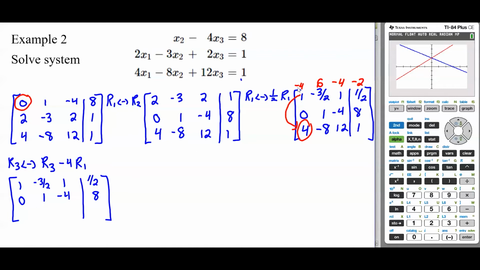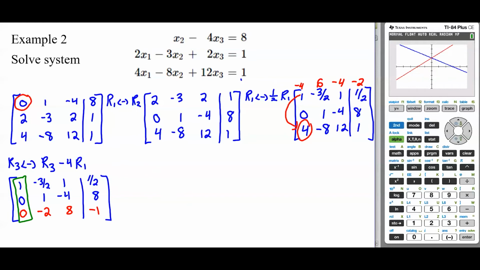So when I add these, negative 4 plus 4 is 0. I'll just leave it in red. 6 plus negative 8 is negative 2. Negative 4 and 12, that's going to be positive 8. Negative 2 plus 1 is negative 1. So our first column is finished. So we have this 1, 0, 0 in the first column. That means we can move on to the second column.